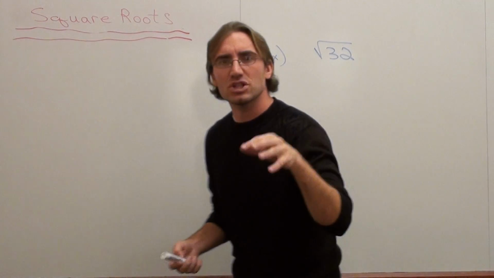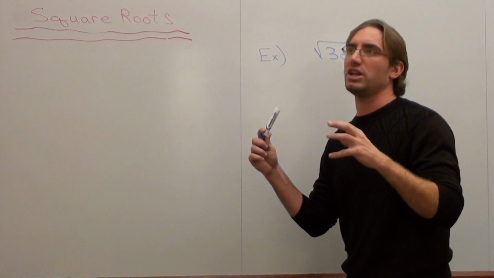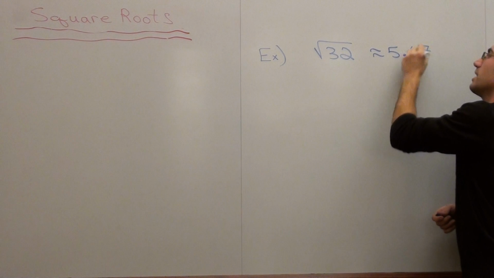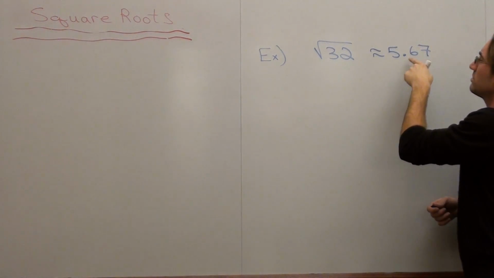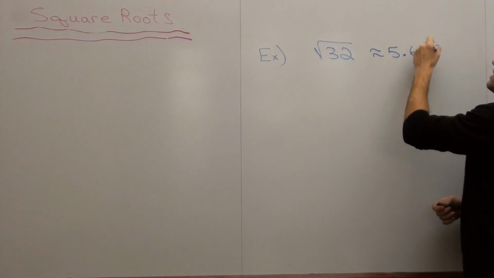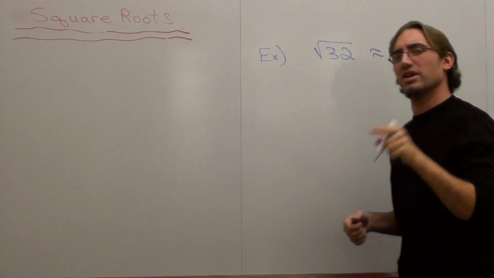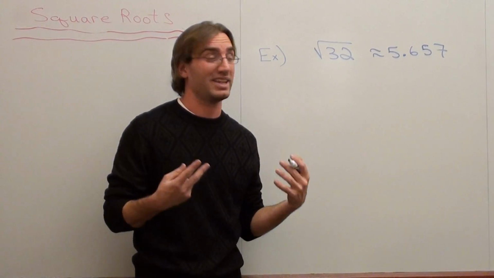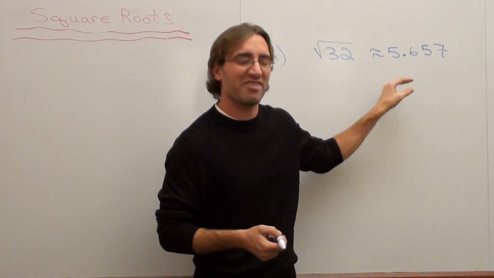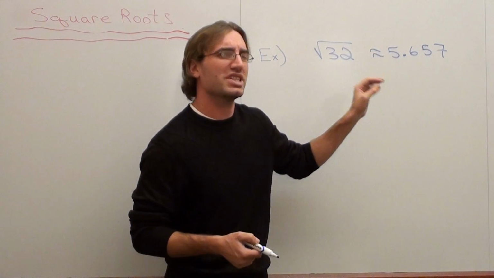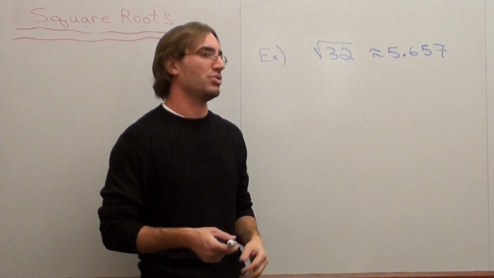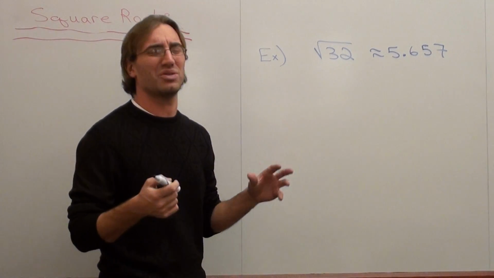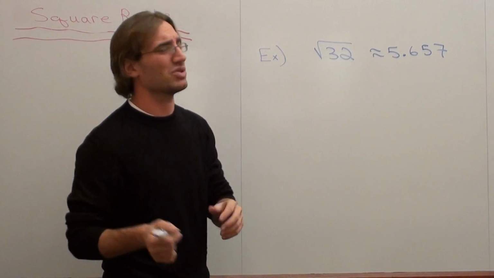If I remember correctly, 5.657 is pretty close if you round it to the nearest thousandths. I don't have a calculator with me, unfortunately, so I'm just trying to do this in my head as fast as I can. But I think approximately 5.657 times 5.657 is relatively close to 32. It's not exactly 32. I think it's a little under, could be a little over too. It's pretty close though.